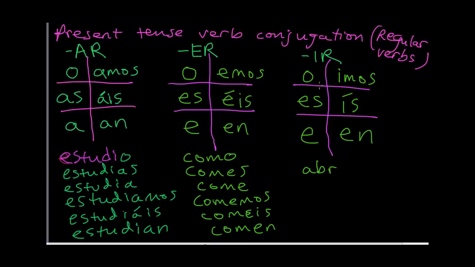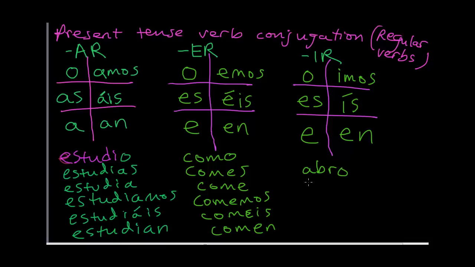So abrir is to open. We'll conjugate that. Yo abro. And the tú form ending is es. Tú abres, you open. Ella or él or usted abre. Nosotros abrimos, we open. Vosotros abrís. And ellos abren.